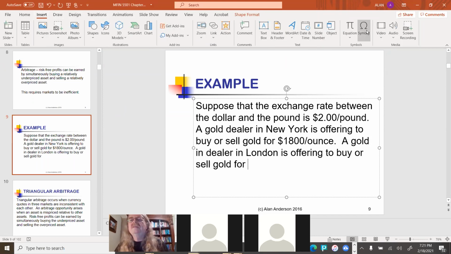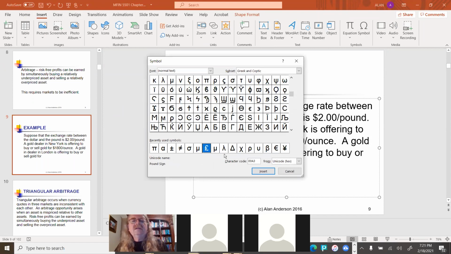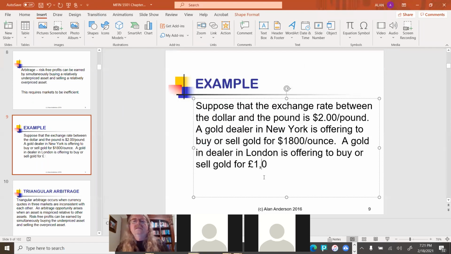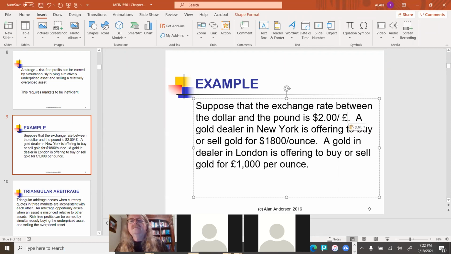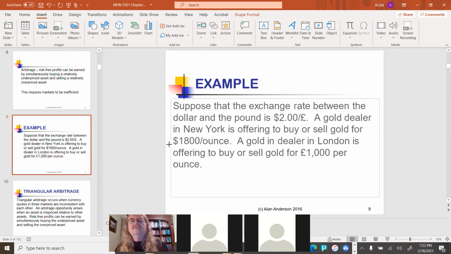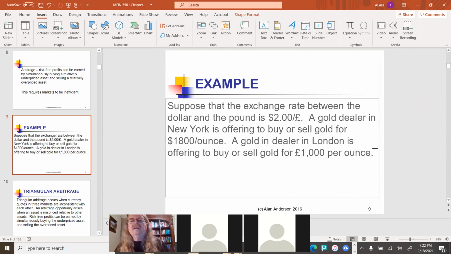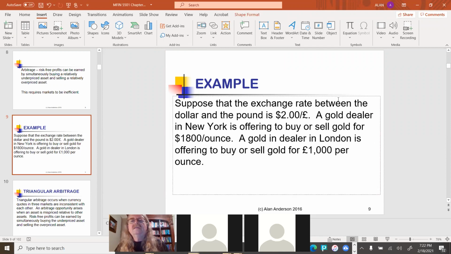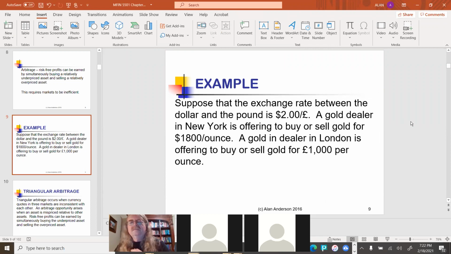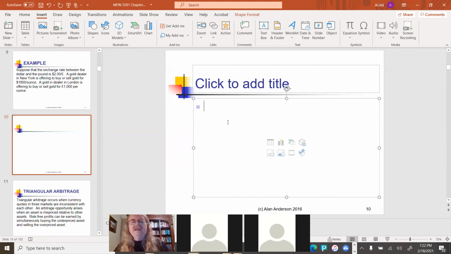Actually, I do have that symbol right there. Okay. Now, you might look at yourself and say, so what? What do you notice about these numbers? Is there something strange going on here? Yes, there is. What?